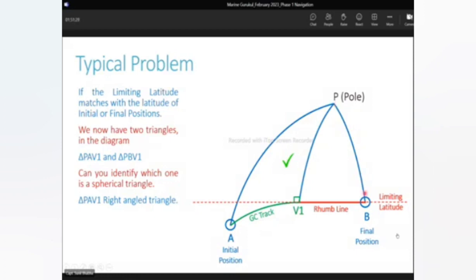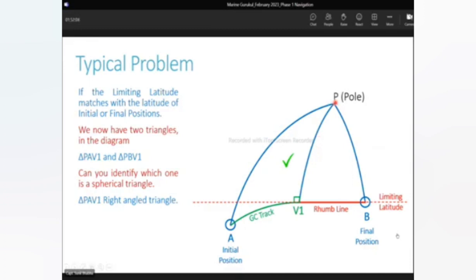The second triangle, PBV1, is not a spherical triangle because the side BV1 is not a great circle. It's a small circle. All parallels of latitude other than the equator are small circles. So the limiting latitude, which we have as side BV1, is a small circle. That tells us that this triangle is not a spherical triangle. So now we have identified the spherical triangle. Let's see how we solve it.